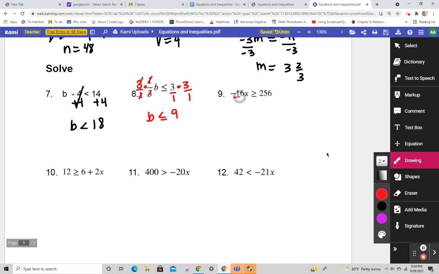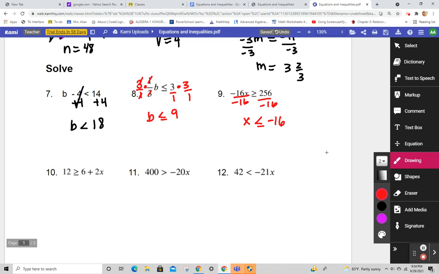We're going to solve for x here by dividing both sides by negative 16. All right, anytime you divide by a negative coefficient, you're going to have to flip the sign. So let's see, 256, divide that by 16, and we're going to get 16. So x is less than or equal to, because we're dividing a positive divided by negative, it's going to be negative. So it's going to be negative 16. And we can check, negative 16 times negative 16, that is 256.